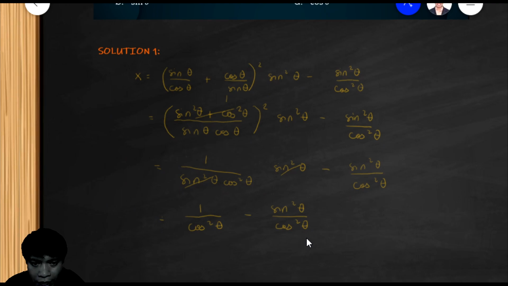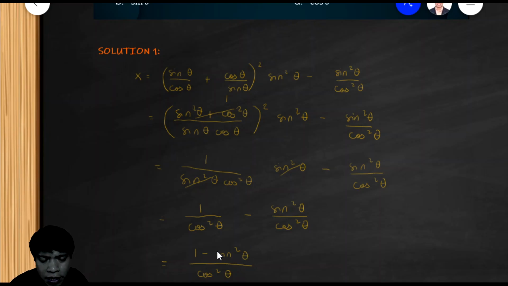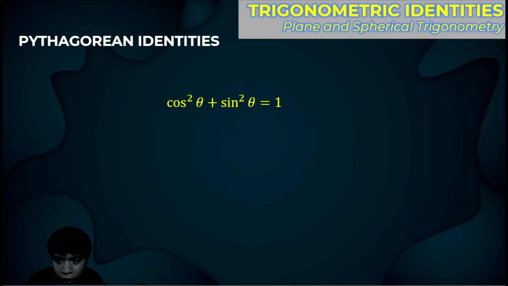So what will happen is it becomes 1 minus sine squared theta over cosine squared theta. Okay, we have the identity: cosine squared theta plus sine squared theta is equal to 1, which means if we transpose this to the other side, it becomes 1 minus sine squared theta, which will be equal to cosine squared theta. So, let's use that.